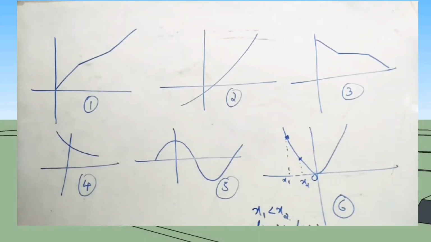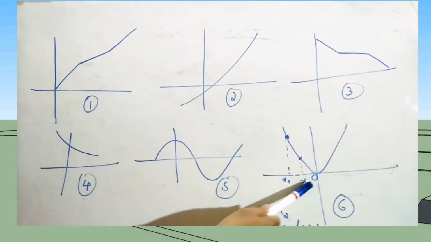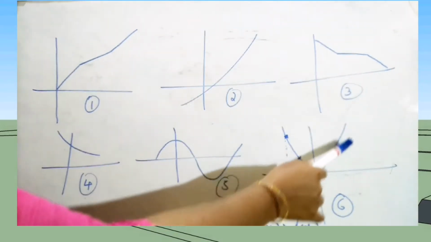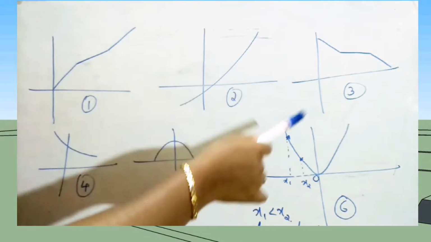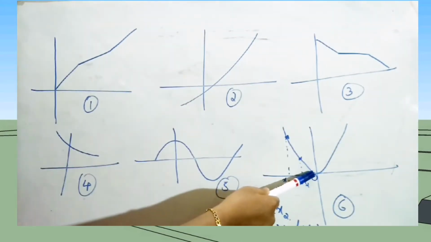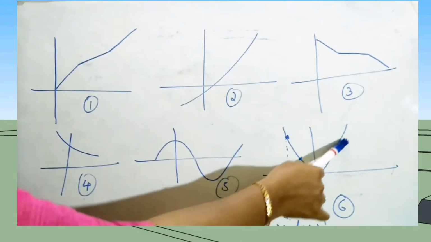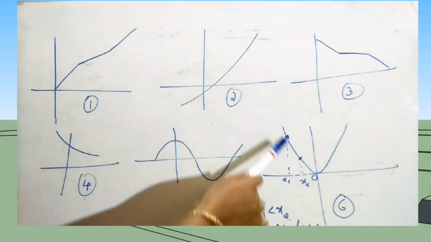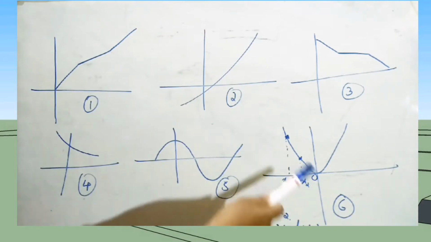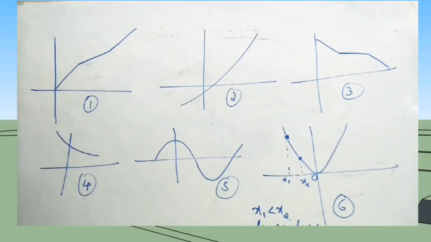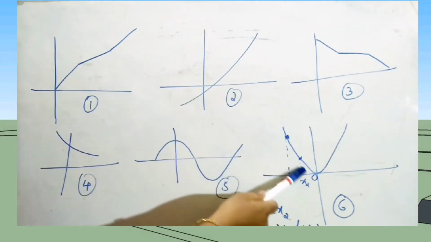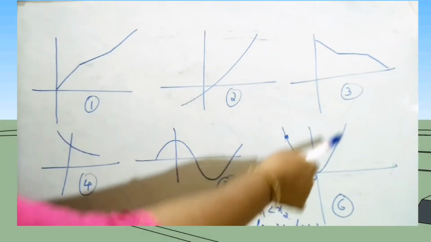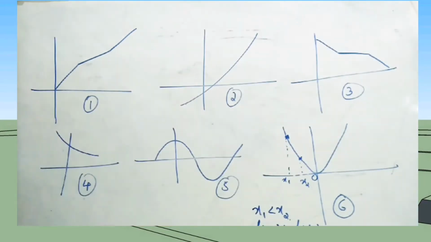Just look at the sixth figure. In this figure, to the left of 0 the height of the graph decreases, and to the right of 0 the height of the graph increases. So we will see that for all real numbers x less than 0, the function is decreasing, and for all real numbers x greater than 0, the function is increasing.